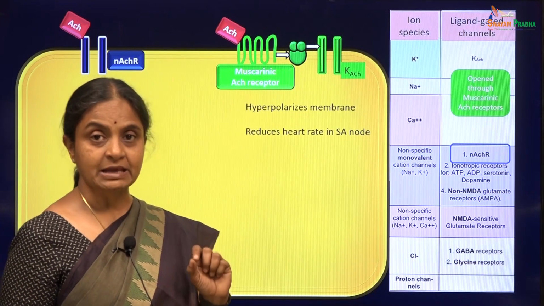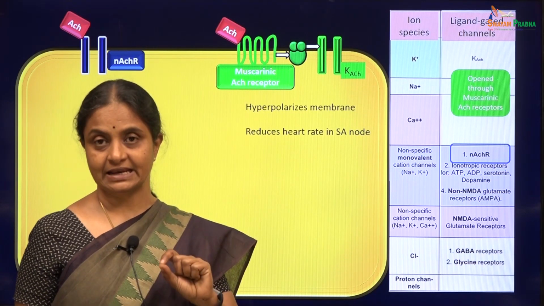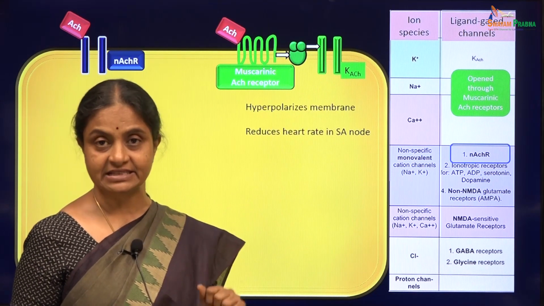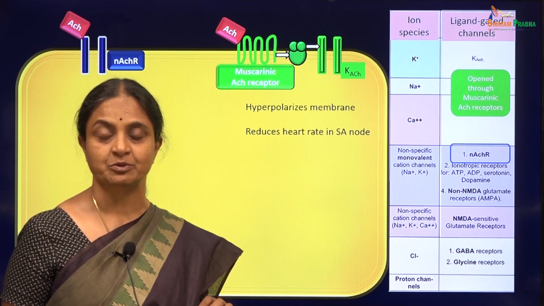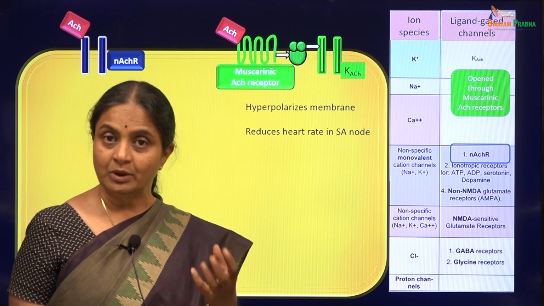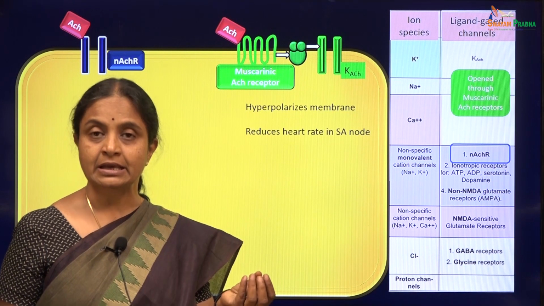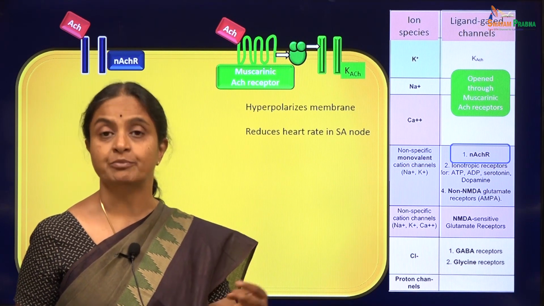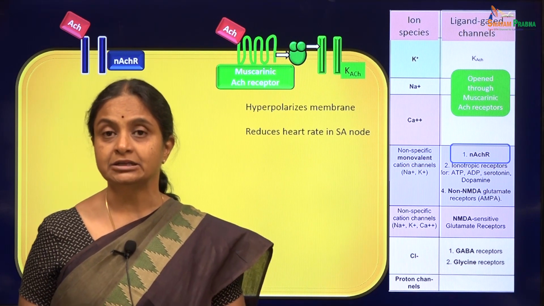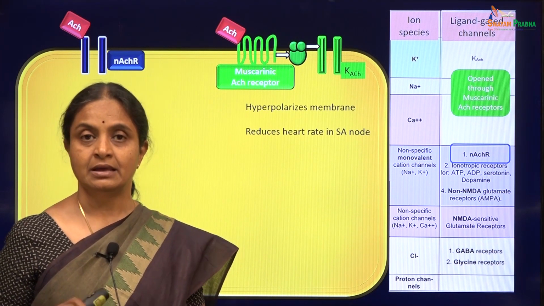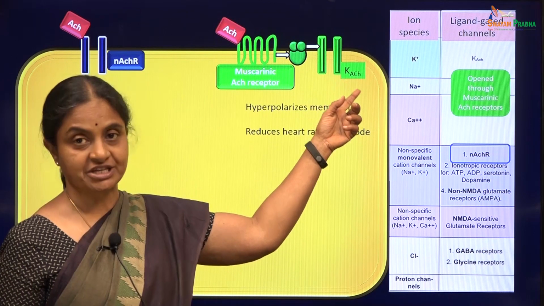The muscarinic receptors in the pacemaker cell and in the heart are the ones which are coupled to KACH channels. They are the inhibitory ones. But you will find muscarinic receptors, which are metabotropic receptors, in other smooth muscles, bronchial smooth muscle, gut smooth muscle, etc., which are actually stimulatory. They are not coupled to KACH channels.